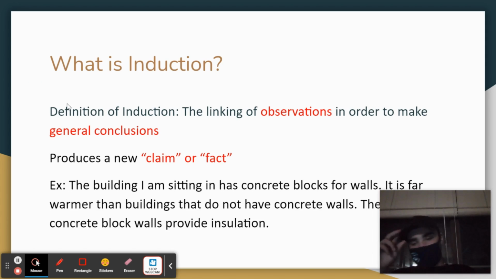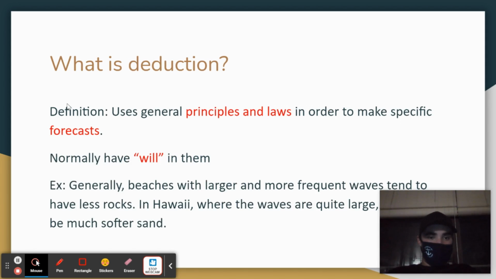Anyway, now that you kind of understand induction, let's move on to deduction. The definition for deduction would be: uses general principles and laws in order to make specific forecasts. Now, just like for the other term, I highlighted a few things here in the definition, one being principles, laws, and forecasts.